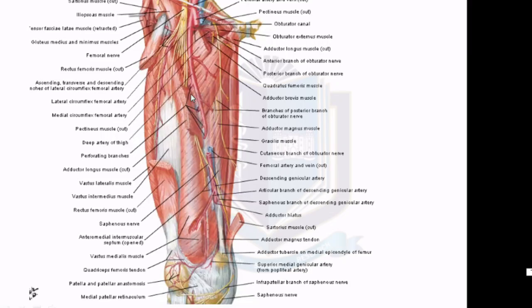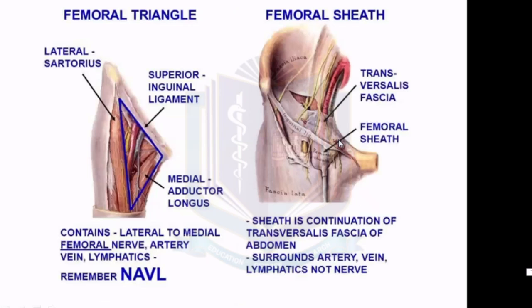Quadratus. Quad is for 4. Quadriceps, 4 muscles. And quadratus femoris would be the one that is having the 4 boundaries or the square muscle. Can anyone tell me the square muscle of the upper limb? Pronator quadratus. Pronator quadratus. That was correct.